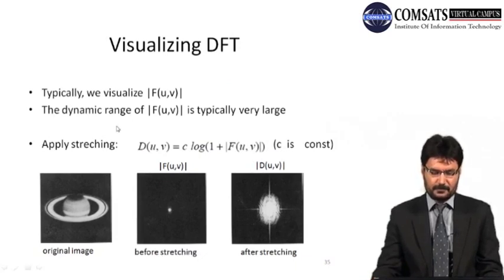Typically we visualize F(u,v) as values. The dynamic range of F(u,v) is typically very large. So what we do is apply some stretching. For applying the stretching, D(u,v) is equal to c log(1 plus |F(u,v)|). This is the absolute value, and this c is actually a constant value.